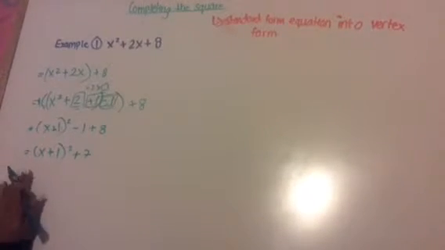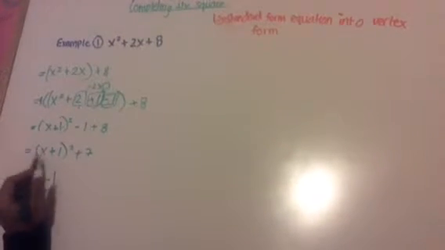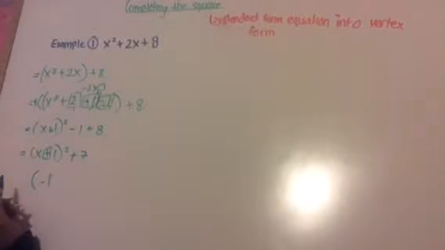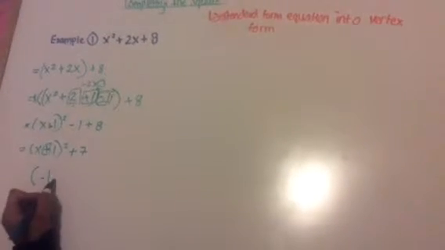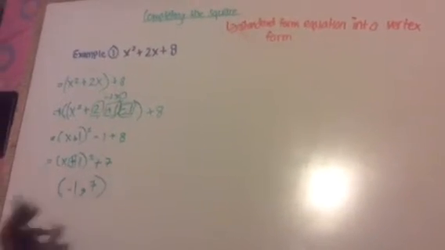So the vertex is going to be negative 1, because it's a positive. When it's positive, it's always going to be converted to negative, and 7. So this is how you complete the square.